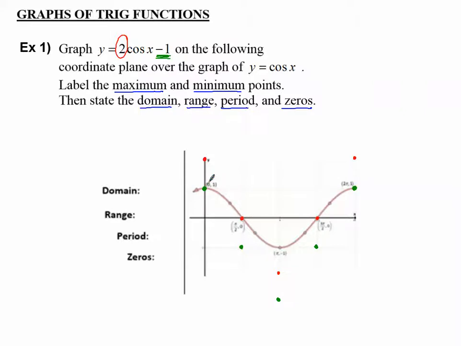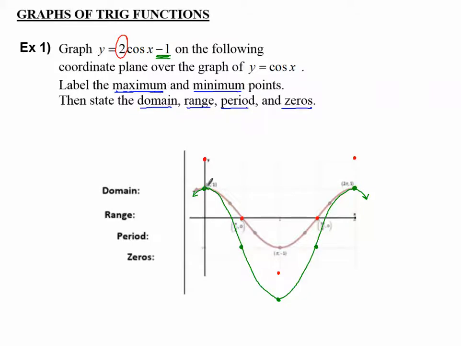So now I will, with a smooth curve, connect these points. I know it will keep cycling, so I'm going to put arrows to show that. Now we will label the maximum and minimum points.